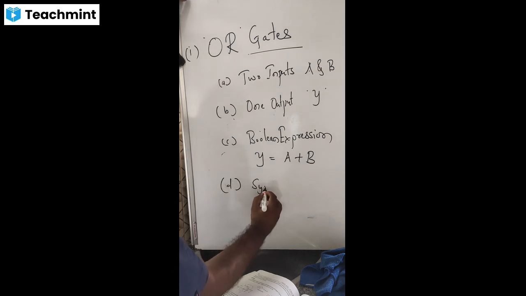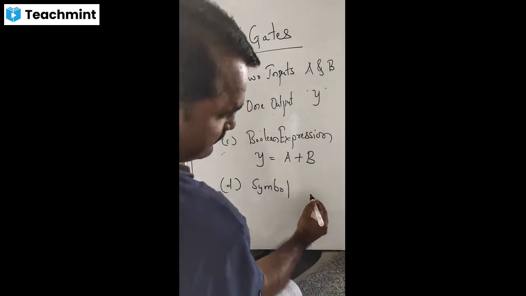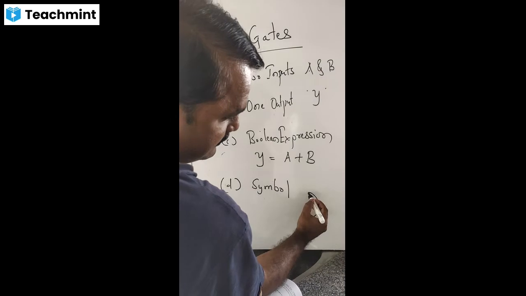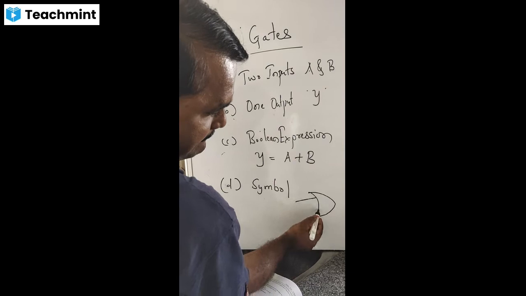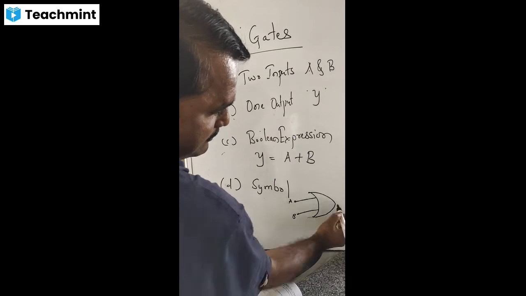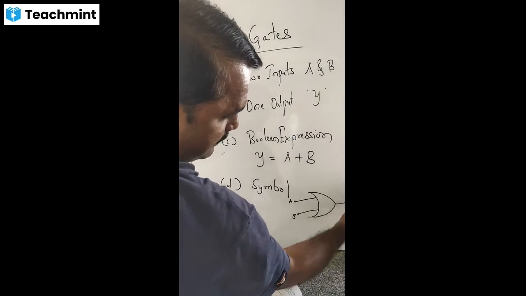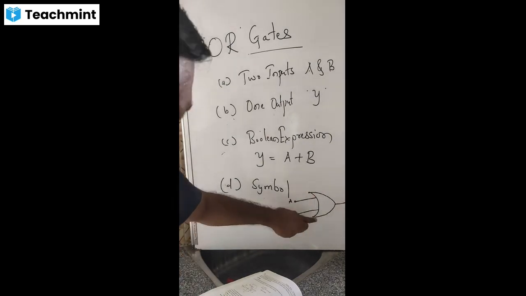And the symbol. Generally it is a dome shaped symbol. A, B, Y. The symbol which you draw will be dome shaped. You cannot directly draw it as a triangle. No, you should not draw it that way. It should be a curved dome shaped symbol.